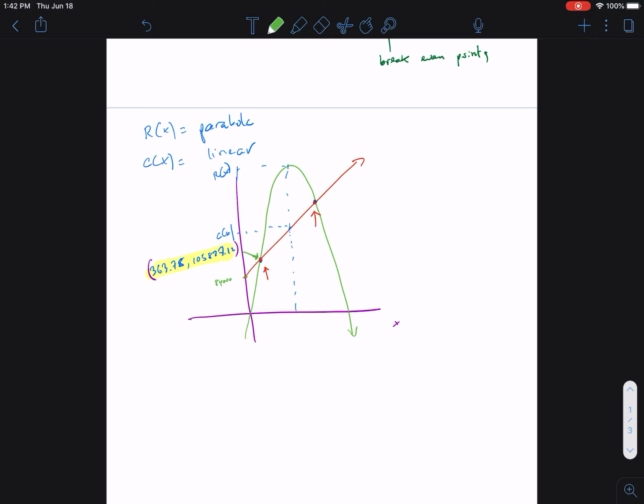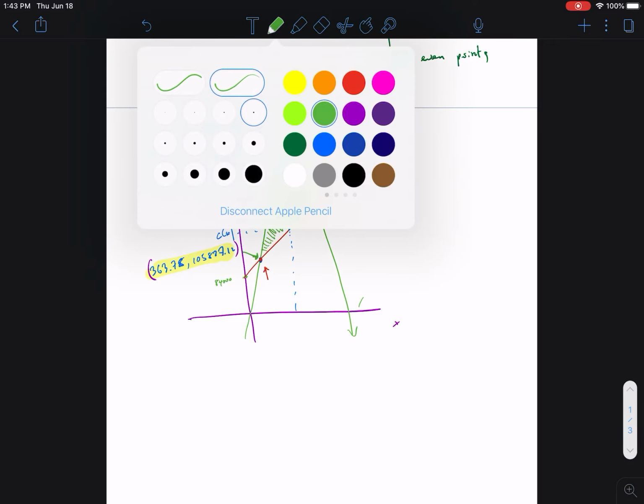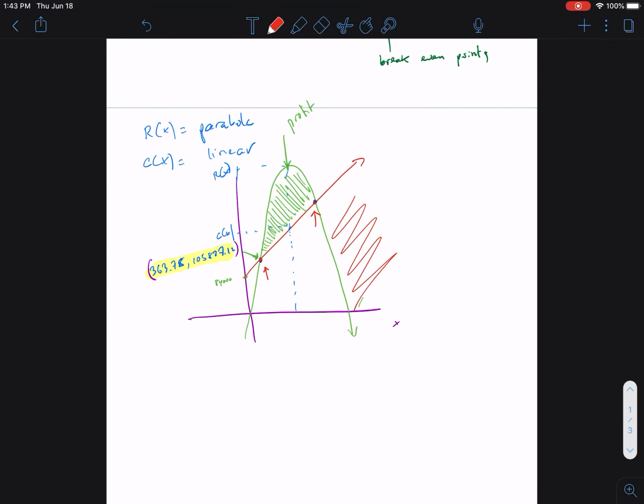Okay, that's the first break-even point, and the area that represents profit will be right above, right there. That's the profit. And then this is negative profit here, underneath the cost function, negative profit or a loss. Okay, so now we have to zoom in and find the other point.